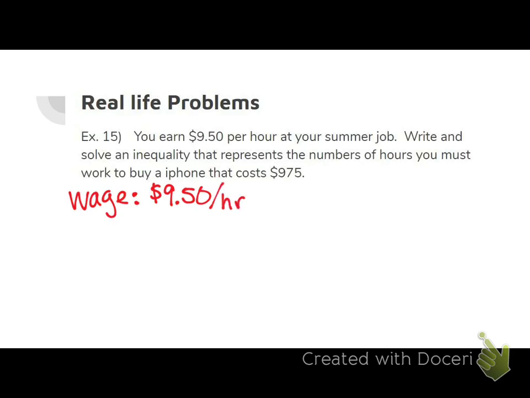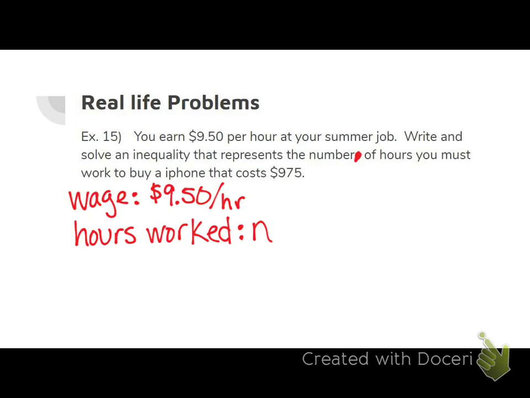Write and solve an inequality that represents the number of hours that you must work to buy an iPhone that costs $975. So, we're trying to figure out hours worked. That's our unknown. If we don't know how many hours we need to work yet, what should we use for it? A variable of some kind. Okay, I heard n first. If you want to use an x or an i, something else, go for it.